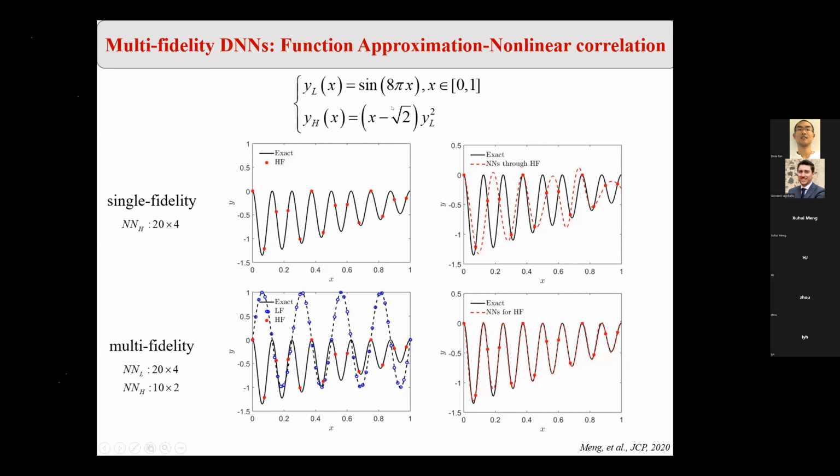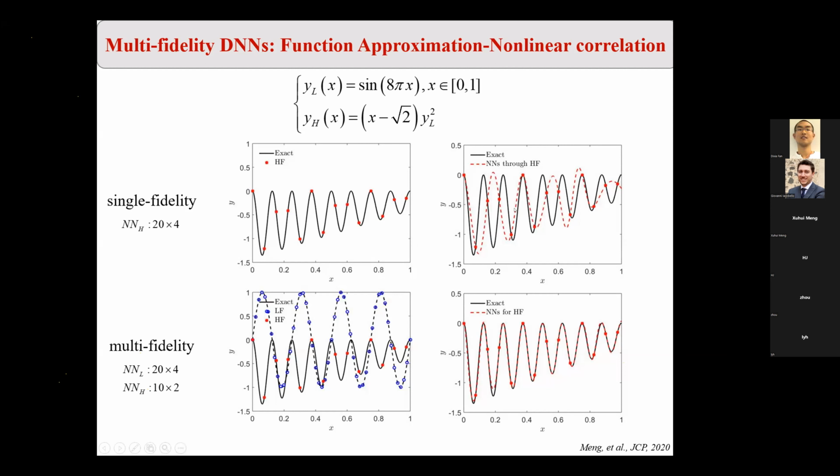So in the second case, we generate low fidelity data and high fidelity data from these 2 functions. Now, for this case, the correlation between low fidelity and high fidelity data is nonlinear. And we assume that we have 14 high fidelity measurements in this case. If we only use high fidelity data, that's what we can get from the neural network.